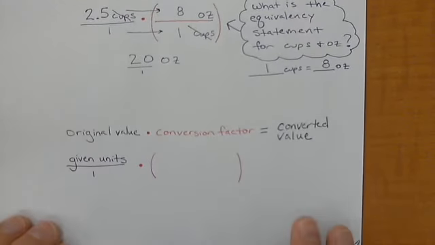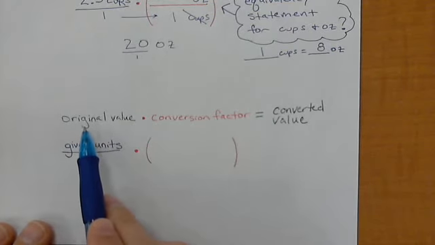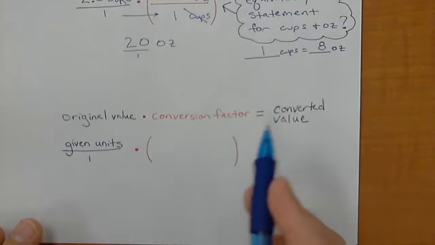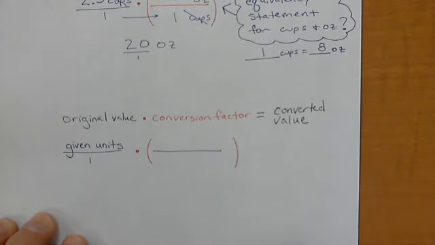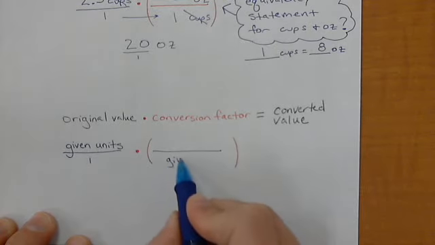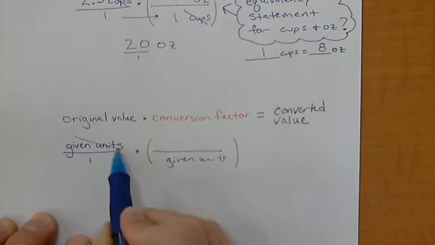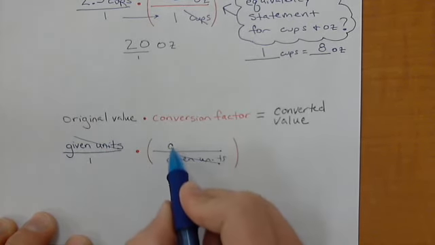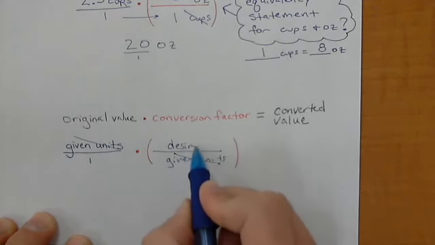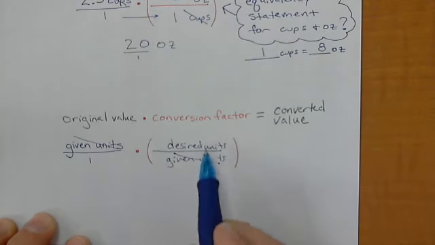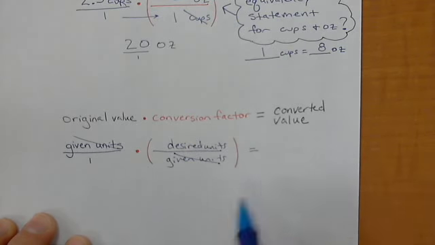So in summary, you're going to have your original value times a conversion factor, and that'll give you your converted value. That conversion factor generally has the given units on the bottom, or at least diagonal from where they were, and the desired units on the other side of that fraction. And if you can make these physically equivalent, then you will get the converted value.